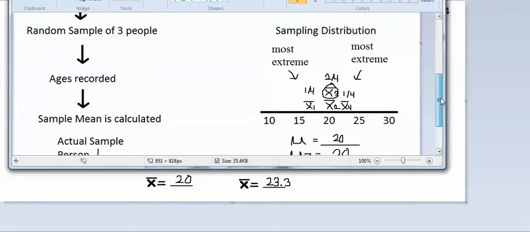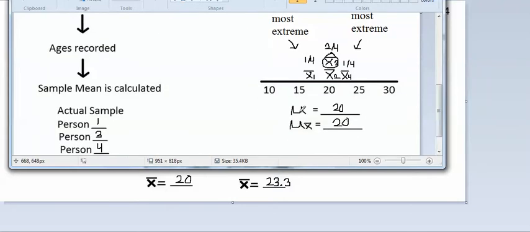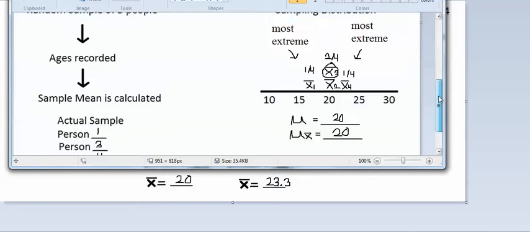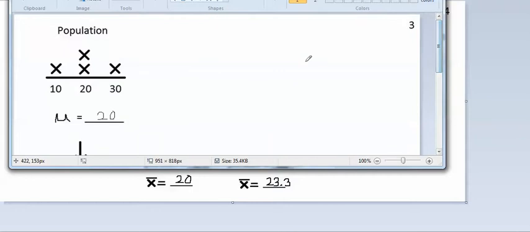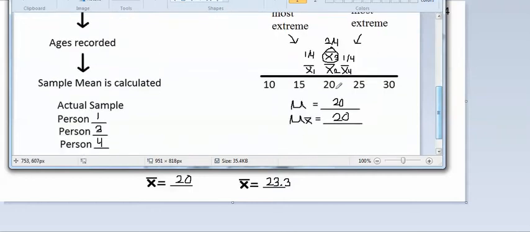After that, we just write the population mean 20 and the mean of the sampling distribution, which is 20. We calculated both of these on the last page. This is just saying that the mean of the 4 population members up here is 20, and the mean of the 4 sample means right here is also 20.